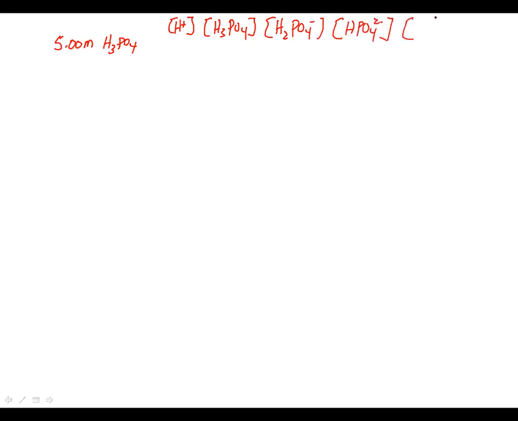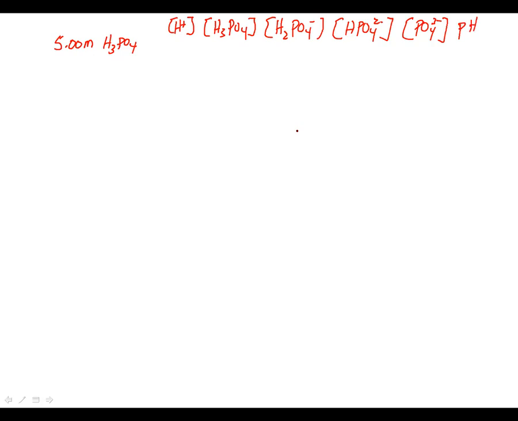All right. So we're starting with 5 molar phosphoric acid. And we basically want to find everything. So we want to find the concentration of H plus. We want to find the concentration of H3PO4 at equilibrium, the concentration of H2PO4 minus, the concentration of HPO4 2 minus, and the concentration of PO4 3 minus. We would also like the pH, and I think that's everybody, if I'm not mistaken.